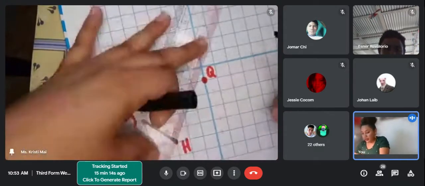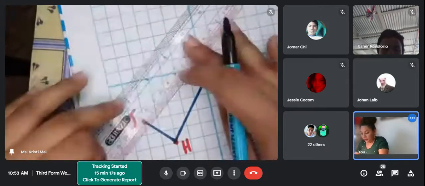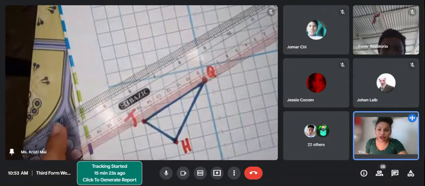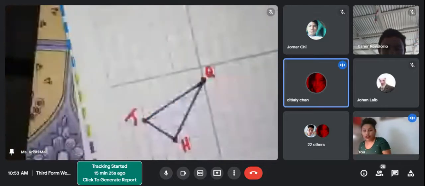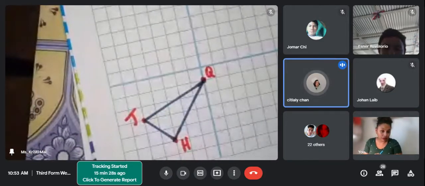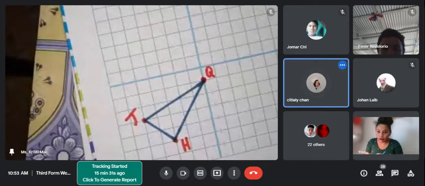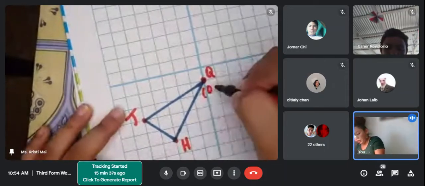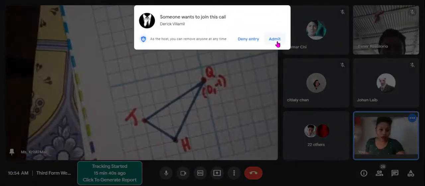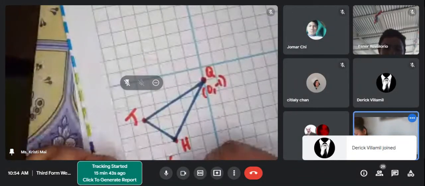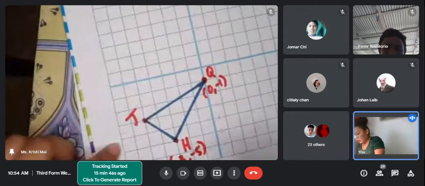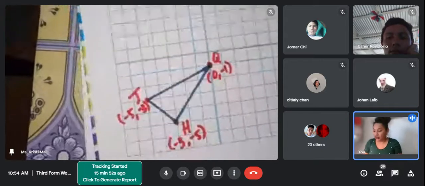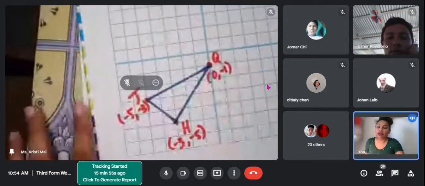All right. So now this is the question, number one, that it gives you. And then they're asking you to do this at 180 degrees. Okay, Q is 0, -1. H is -3, -5. And then J is -5, -3. So those are the coordinates, right? This is what you guys should already have. If you don't have it, then you can do it right now quickly.